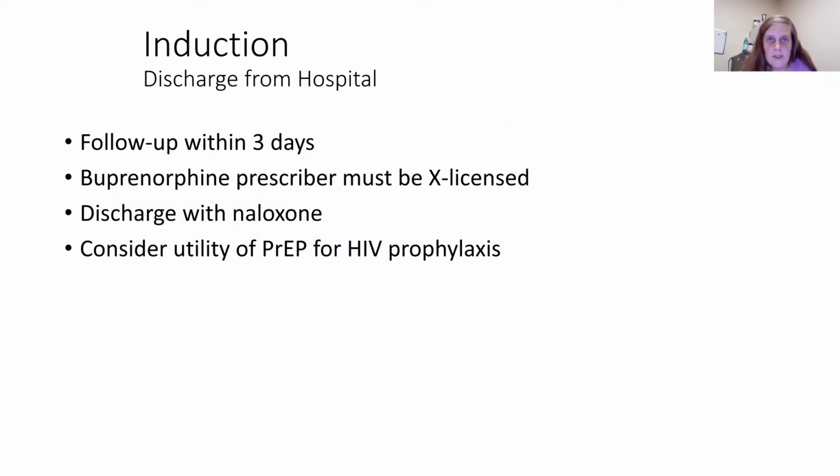When we're talking about our patients at our hospital who get discharged, we have decided that patients should need to have a follow-up within 3 days. And so we have a very close working relationship with those community partners to make sure that they have good continuity of care at that time. The buprenorphine prescriber who writes the script upon hospital discharge must be X-licensed. And then make sure that you discharge these patients with naloxone as an overdose prevention agent should something not go according to the plan. And then for these patients, also consider, given the high comorbidity rates in this population, PrEP for HIV prophylaxis.